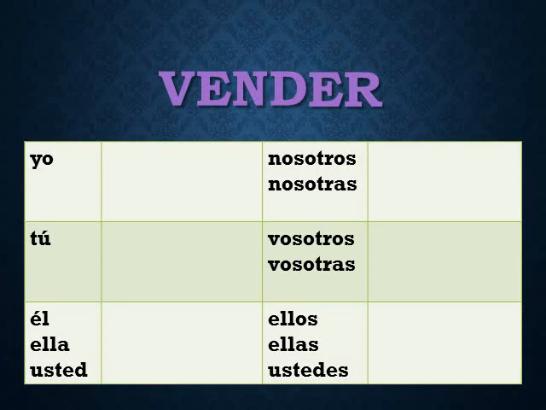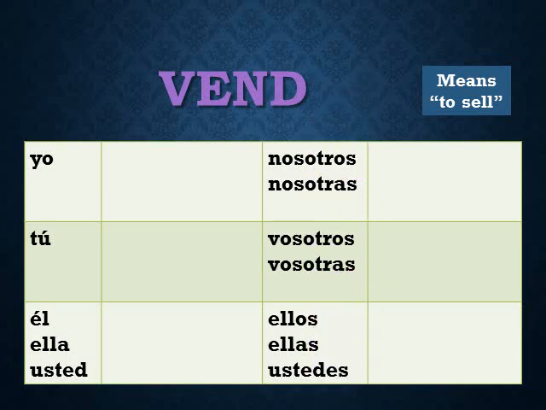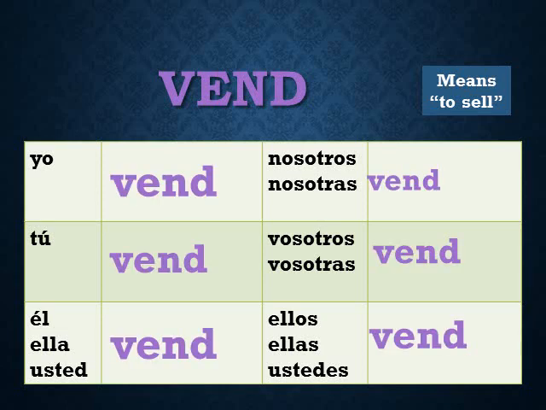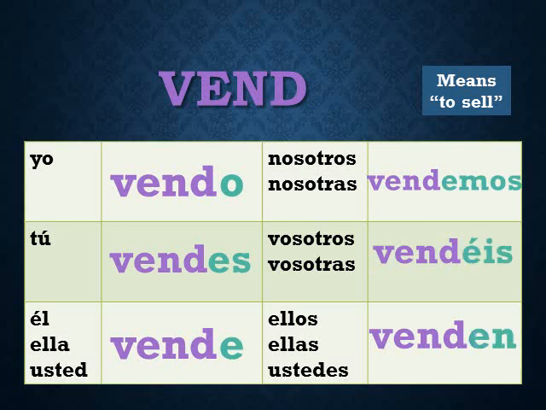All right, so let's take a look at this verb vender. Vender means to sell, okay? Our first step is to take that ER off, so just drop that off, and then that's our stem. So we're going to put that in all forms, okay? Then what you do is just add the endings from the previous chart. So the yo form is vendo, tú form is vendes, él, ella, usted form is vende, nosotros form is vendemos, vosotros form is vendéis, and then the ellos, ellas, ustedes form is venden.